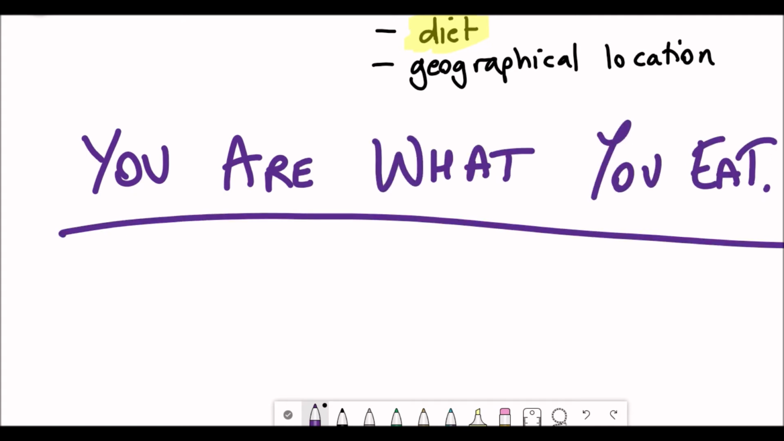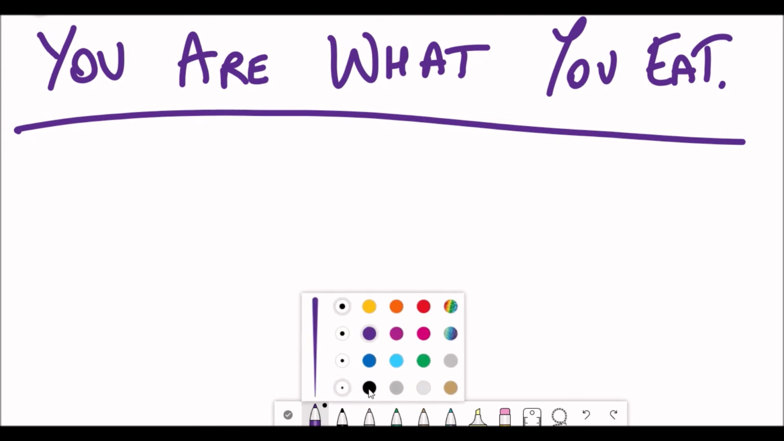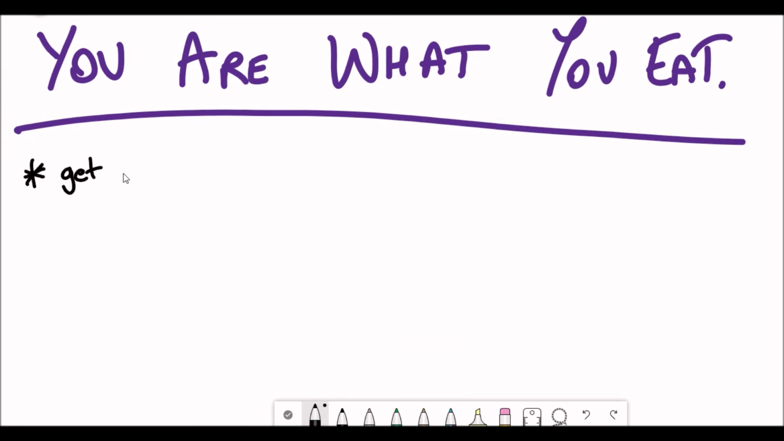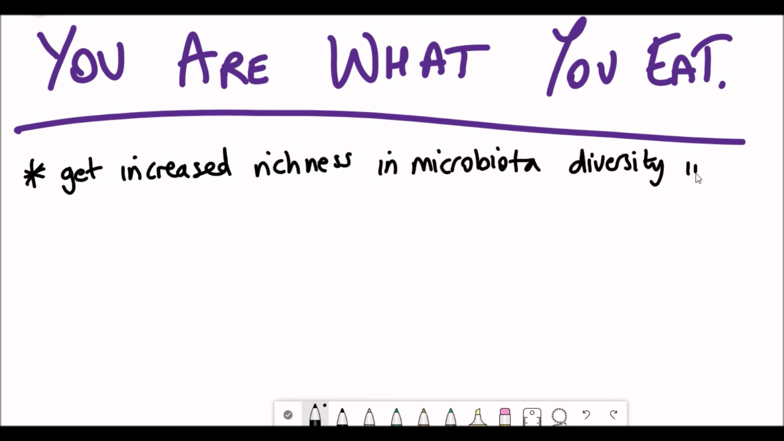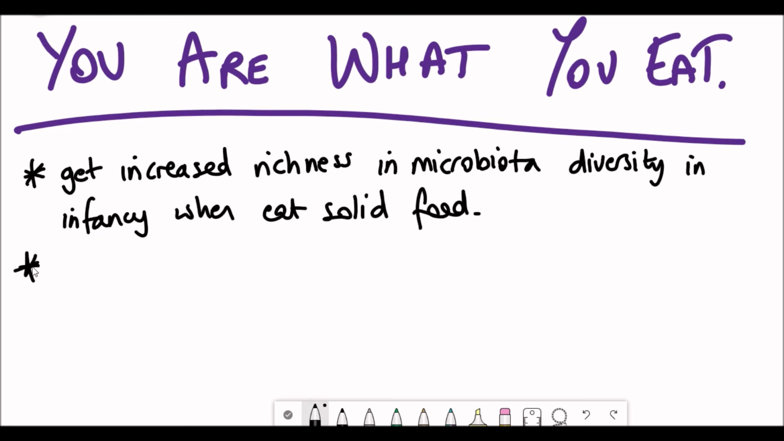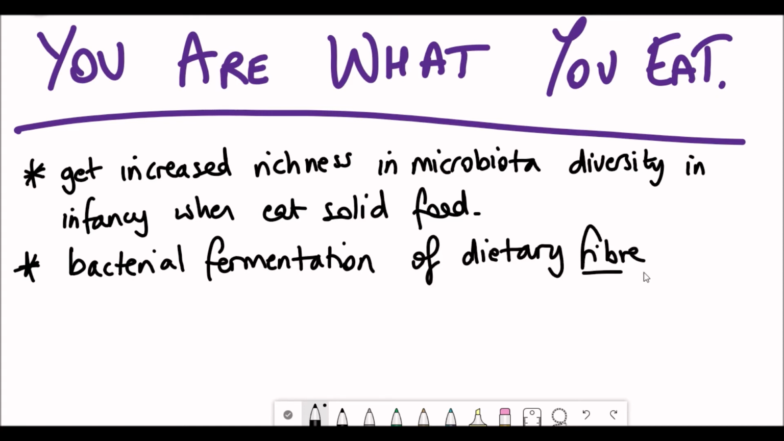Okay, so now let's delve a bit deeper into the diet and the saying, you are what you eat, which I remember hearing as a kid and thinking was quite funny, but there's a lot of truth in it. What you eat definitely does influence your microbiome composition. We already know that moving to solid food in infancy increases the richness. And also we know that there's a lot of evidence that dietary fibre is like the food for the microbiome.